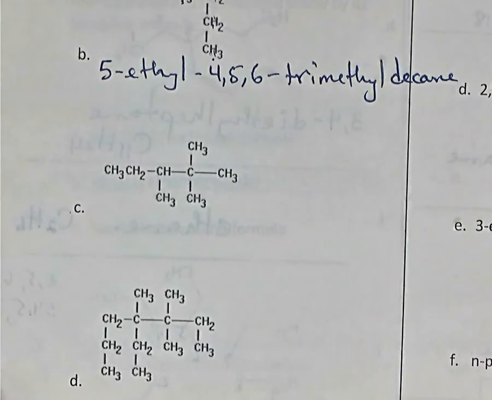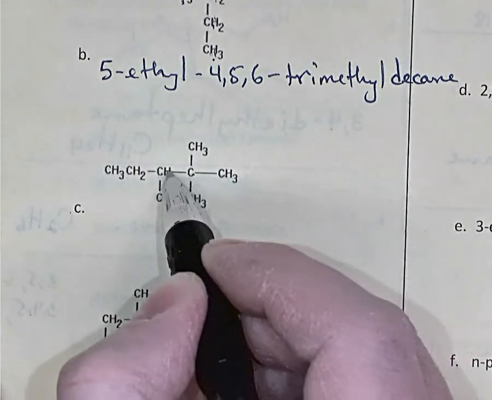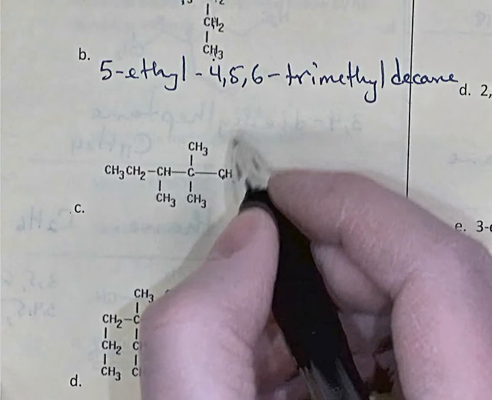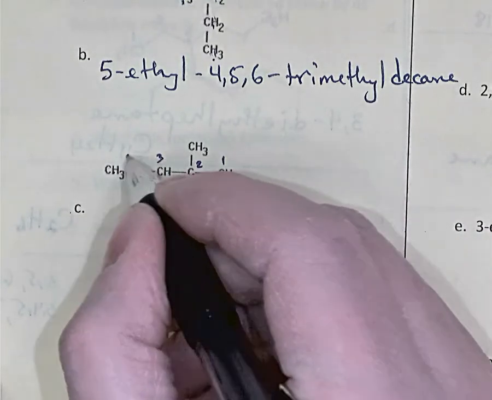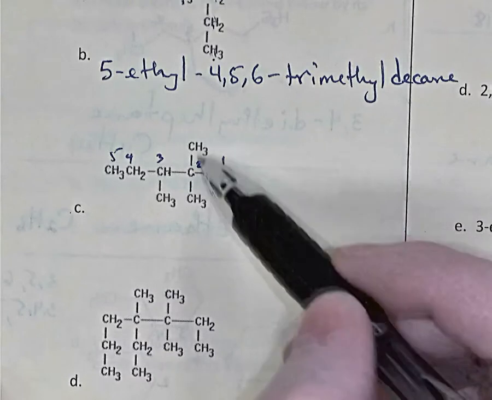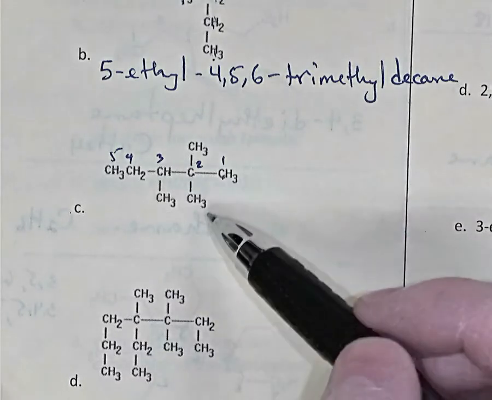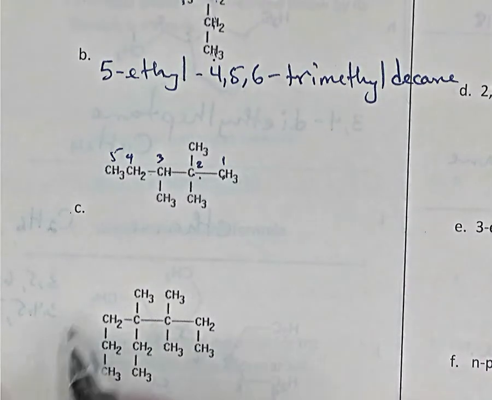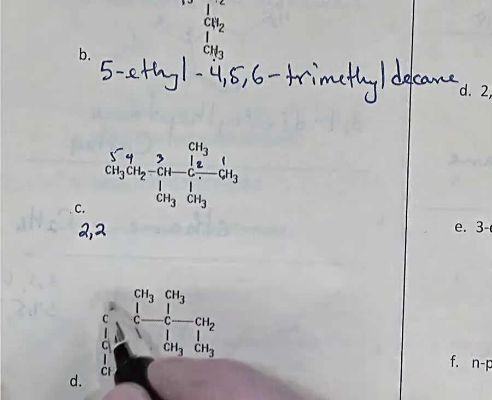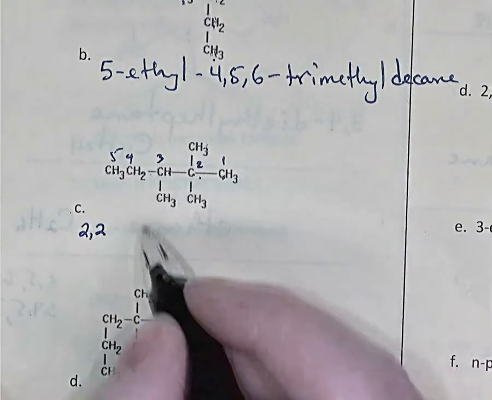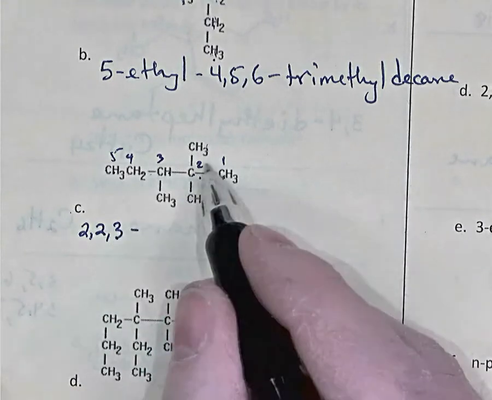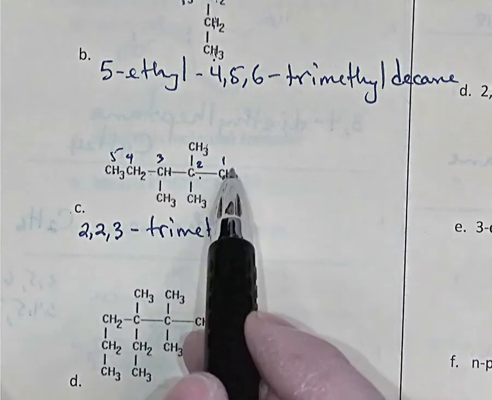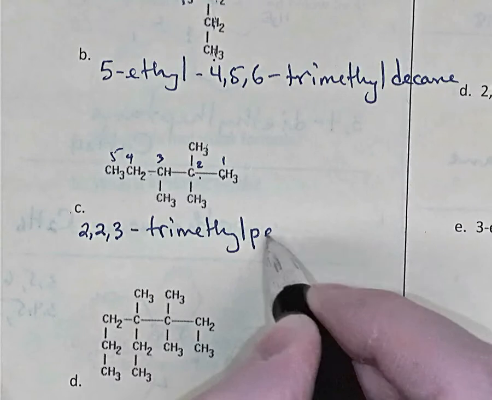All right, the next one's a little bit easier. It's a smaller molecule. The parent chain has 1, 2, 3, 4, 5 carbons, and I should number from the right-hand side. It'll be closer to the branches. So carbon 1, 2, 3, 4, 5. The branches each have 1 carbon, so these are all methyl branches. There's 2 of them on carbon 2, and 1 of them on carbon 3. So I'm going to call it 2, 2, those are the 2 that are on carbon 2, 3, and then 3 methyl branches, so trimethyl, and then 5 carbons in the parent chain, pentane.